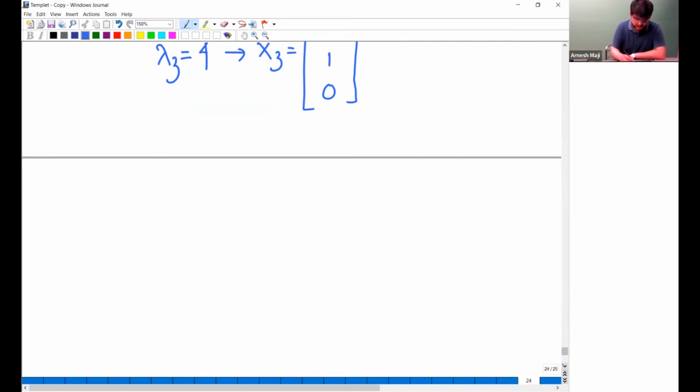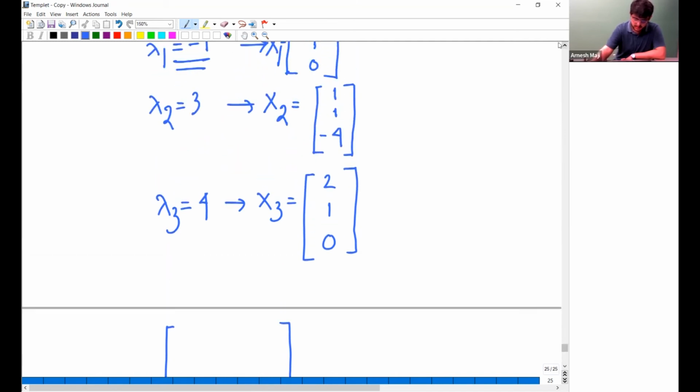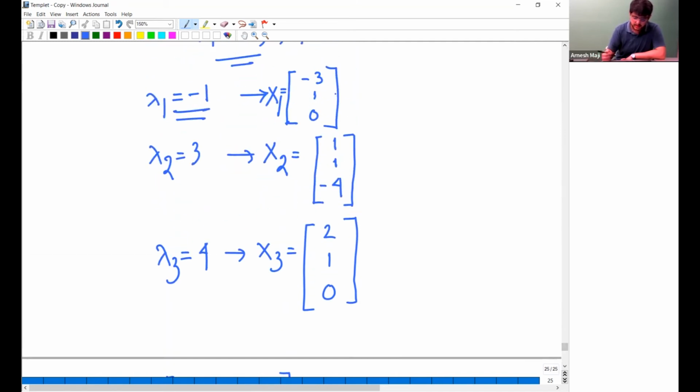Now we will make a matrix of eigenvectors. We will just put these eigenvectors in order. So in the matrix, this will be column 1, this will be column 2, and this will be column 3.